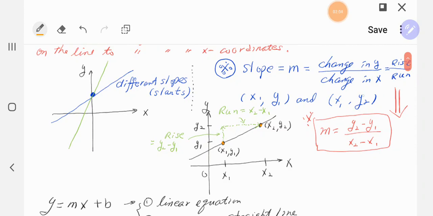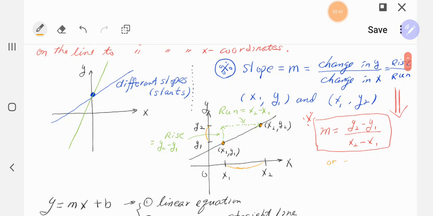And the change in x is the horizontal distance, the difference between the two x coordinates, x1 and x2. This is the horizontal distance, change in x, right? This is my change in x. So this is the run part, and y2 minus y1 is the rise part. So the slope is y2 minus y1 over x2 minus x1.